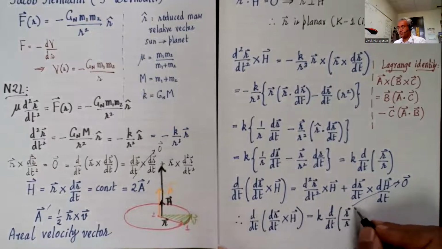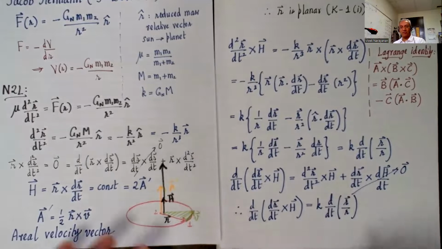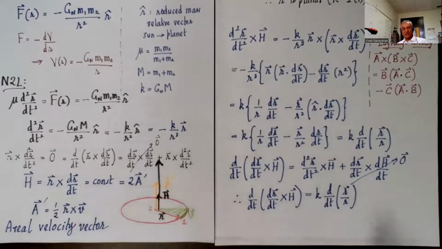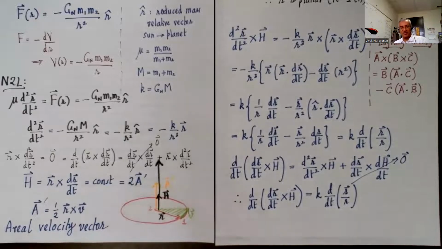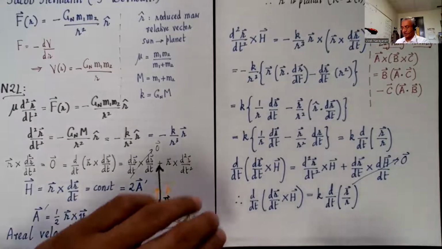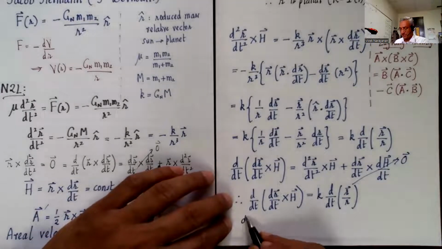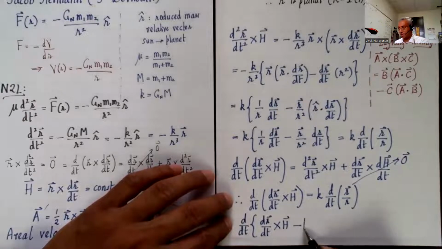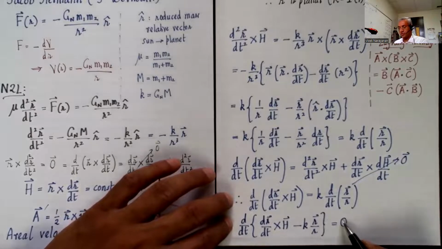of r over r. Now this is almost looking staggering because there's a completely new symmetry of the Kepler problem that nobody had discovered before Hermann. And if I take the d by dt to the left side of everything, I'm going to get dr by dt cross h minus k r over r equals 0.